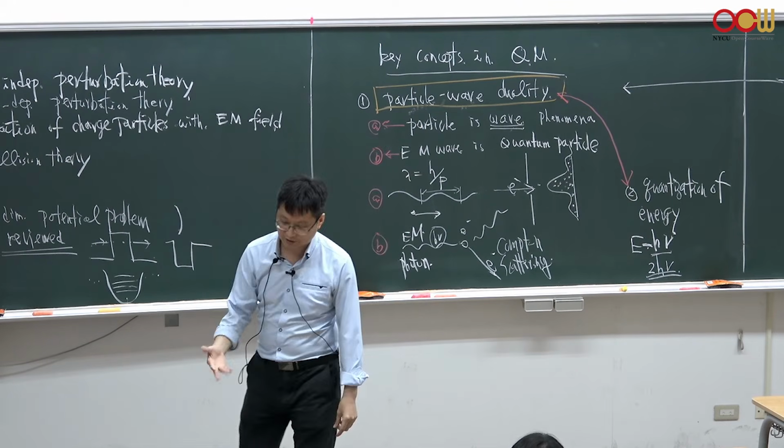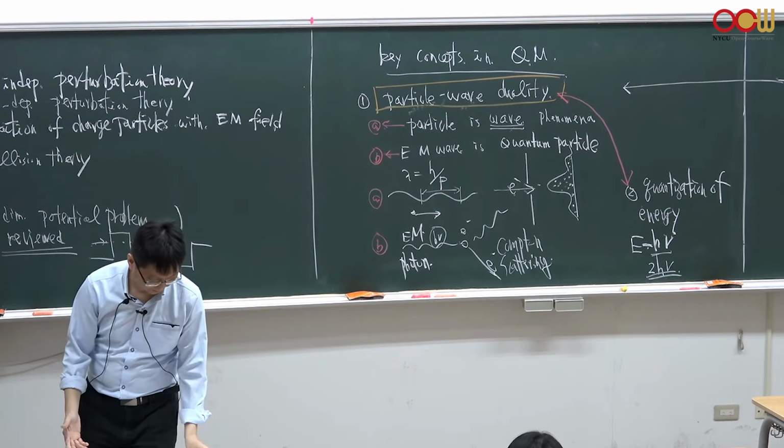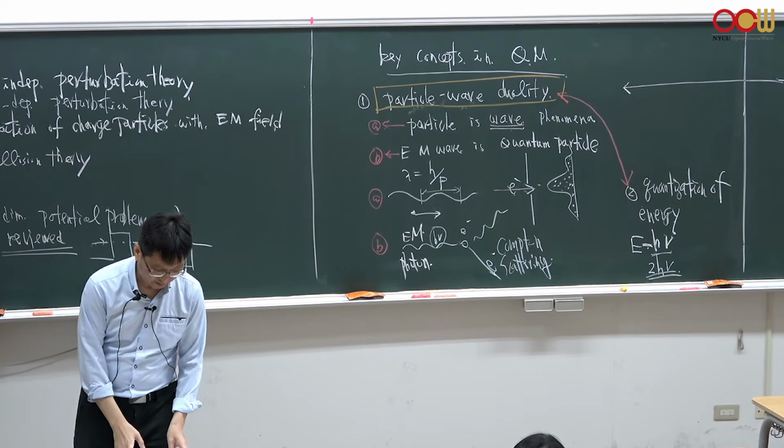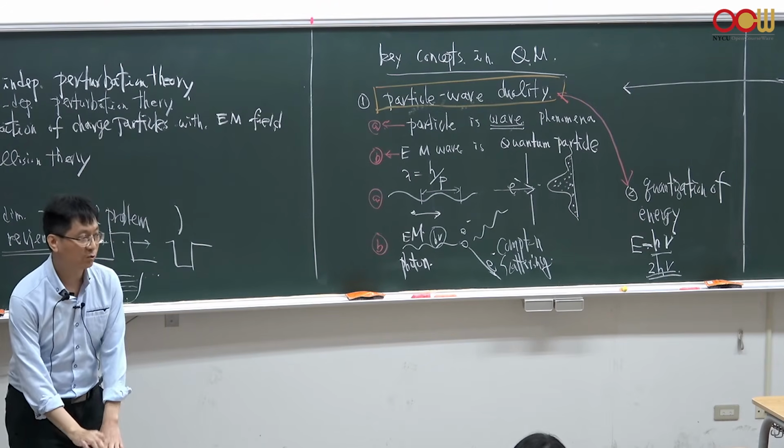This is the fundamental limitation of quantum mechanics, and this is the essence of particle-wave duality. You only see one side of the 2 faces each time. You are not allowed to see both faces at the same time. So this is really important.